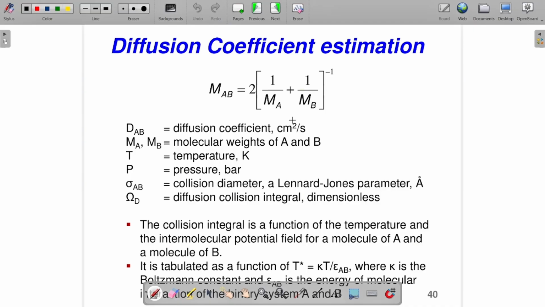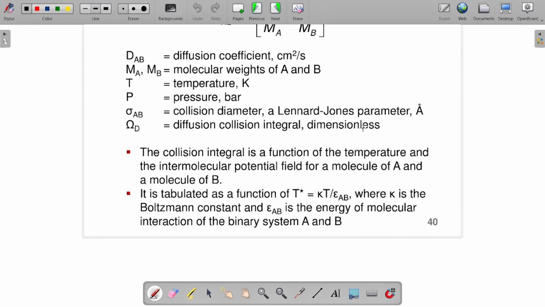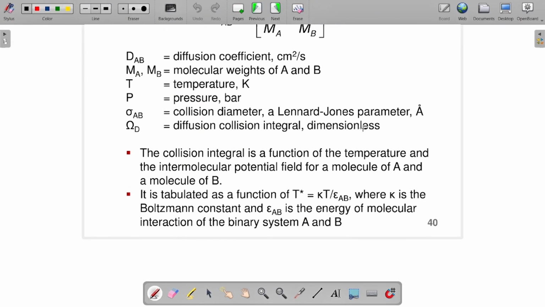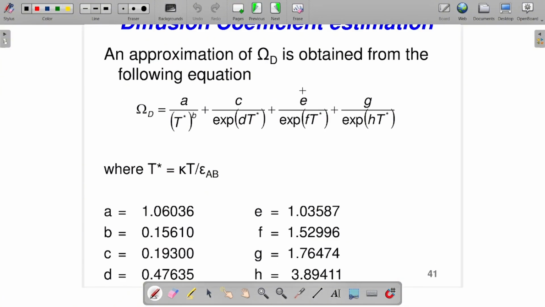So we estimate that one. We estimate the collision diameters and the diffusion collision integrals. A way to evaluate all these things is that you need to also calculate the temperature, the T star, which is equal to kT over epsilon, where all these things are being tabulated. So over here you can see that you need to calculate this T star, T asterisk, before you can actually get all these things.